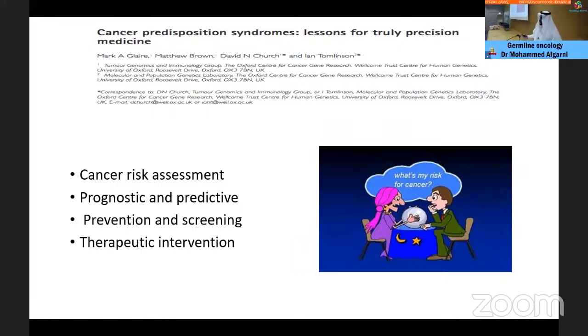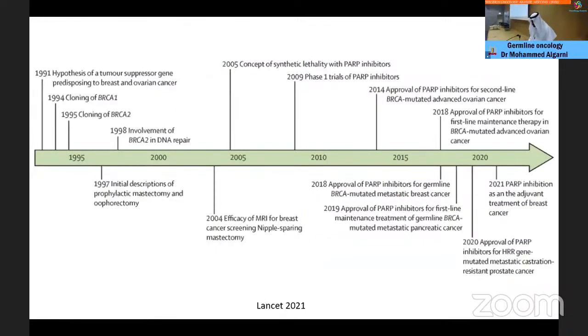We use the information of genetic testing for prognostication and as a predictive for certain therapy. Also, based on each mutation, we provide personalized intervention and screening. And most importantly for the patient, it has therapeutic intervention.